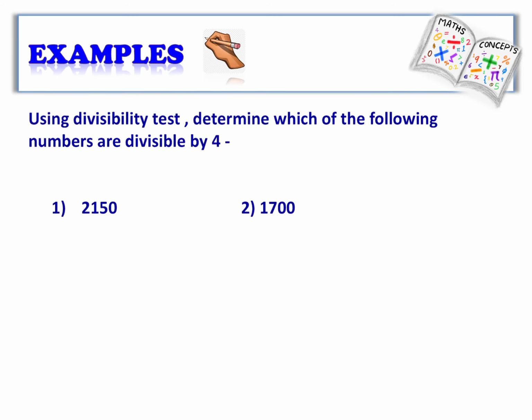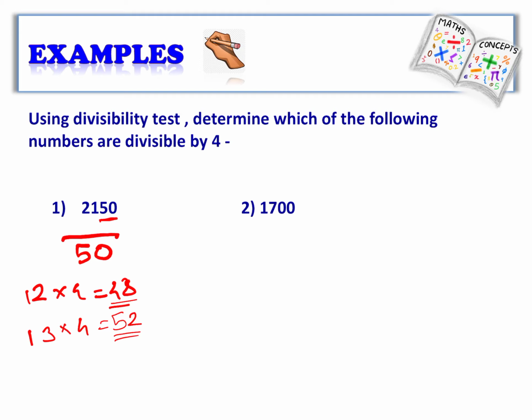Okay, now let's solve a few examples. Using the divisibility test, determine which of the following numbers are divisible by 4. Our divisibility test for 4 says that the number formed by the last 2 digits should be a multiple of 4. Here the number formed is 50, but 50 is not a multiple of 4. We know 12 fours are 48 and 13 fours are 52, right? So 50 lies between 48 and 52. It is not a multiple of 4, and that's why this number is not divisible by 4.